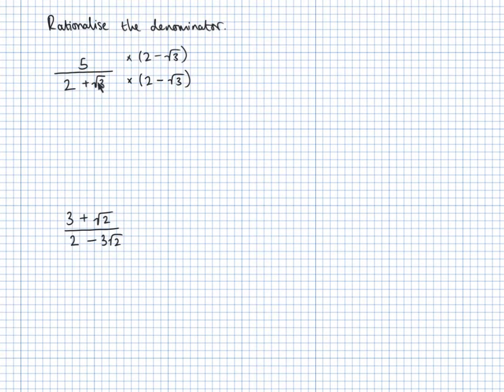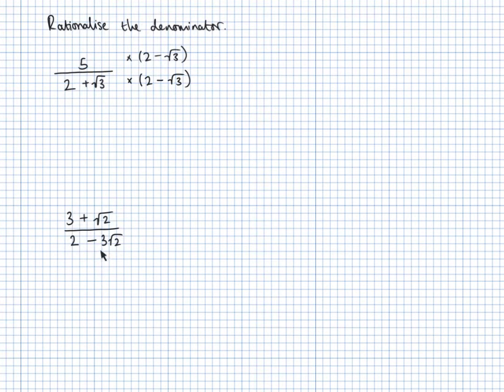Then I'm going to have root 3 times 2, which is a positive 2 root 3. And remember I had 2 times negative root 3, which is a negative 2 root 3. And these two terms cancel out. And then I have root 3 times negative root 3, which will just give me take away 3, or negative 3. Okay, so that's the technique to rationalize the denominator when you have such an expression like this.